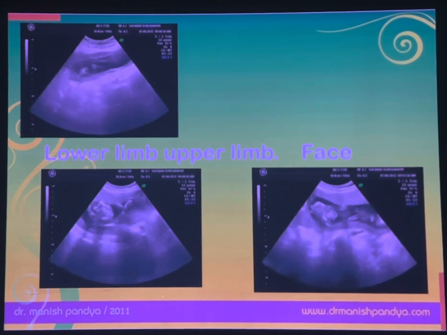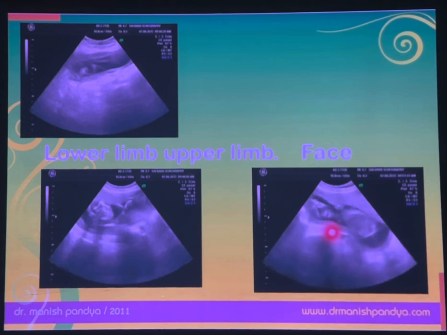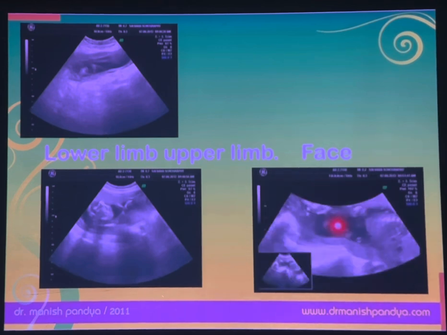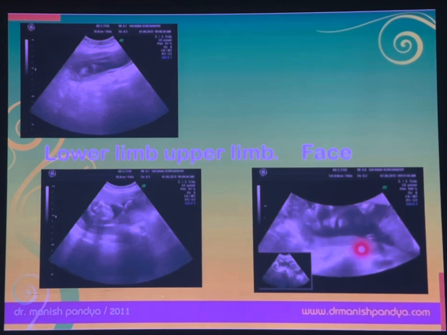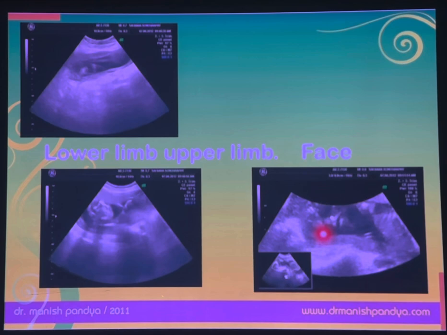Then see the face. You can see the face. Both hands lie upwards. You can see the upper lip and lower lip very well. With zoom you are able to see the upper lip and lower lip. The chin is also very well visualized. You can see the two nostrils.